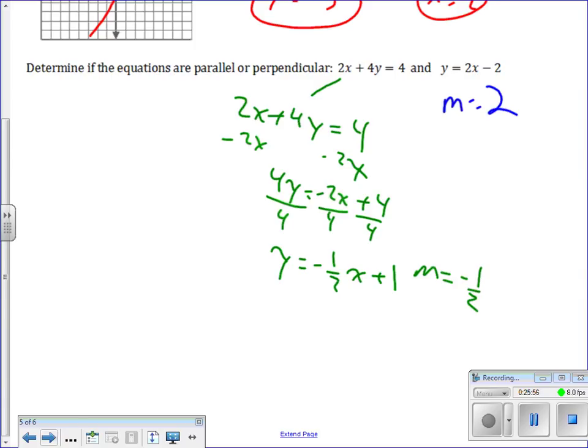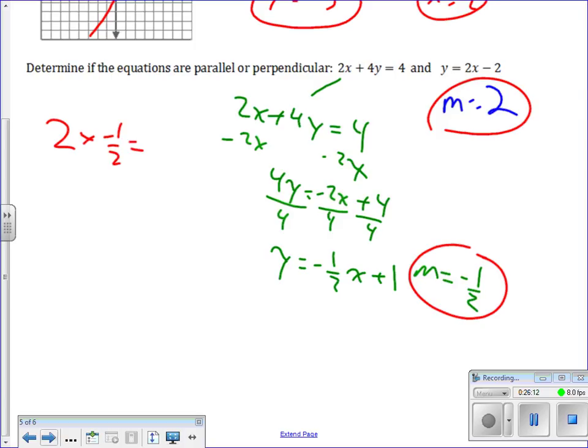Are they opposite inverses? Okay. If you're not sure, here's an easy thing to do. Multiply them. Take this slope times that slope. 2 times negative 1/2. When I multiply 2 times negative 1/2, I get negative 1. If you get negative 1 when you multiply the two slopes, they are perpendicular. And that's the symbol for perpendicular, and you'll be using it a lot next year in geometry.